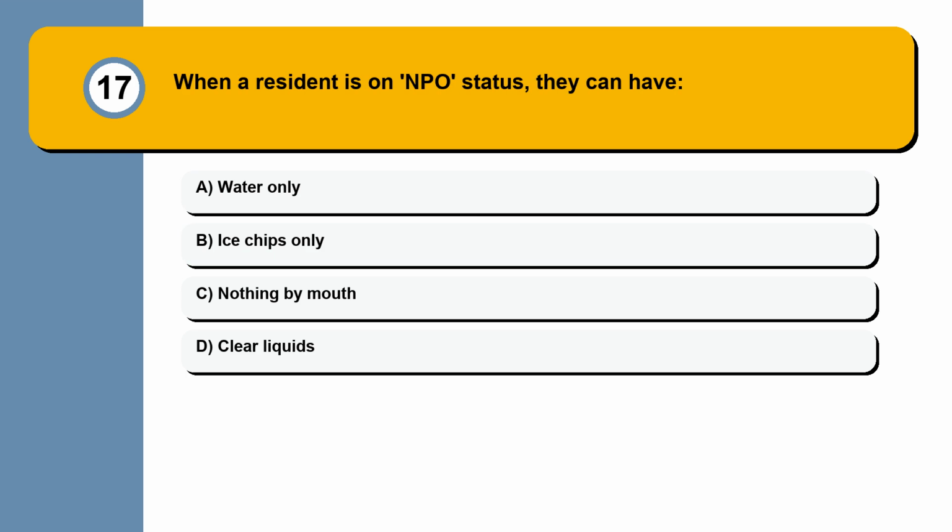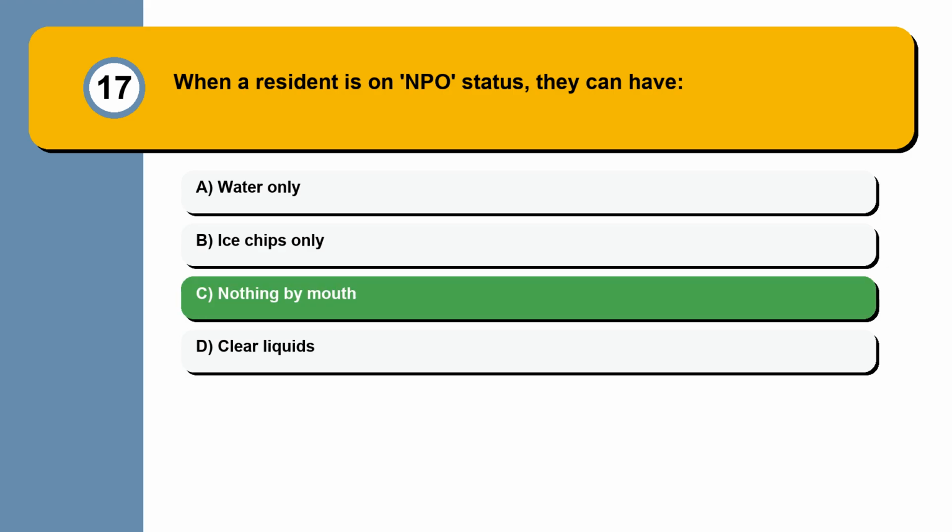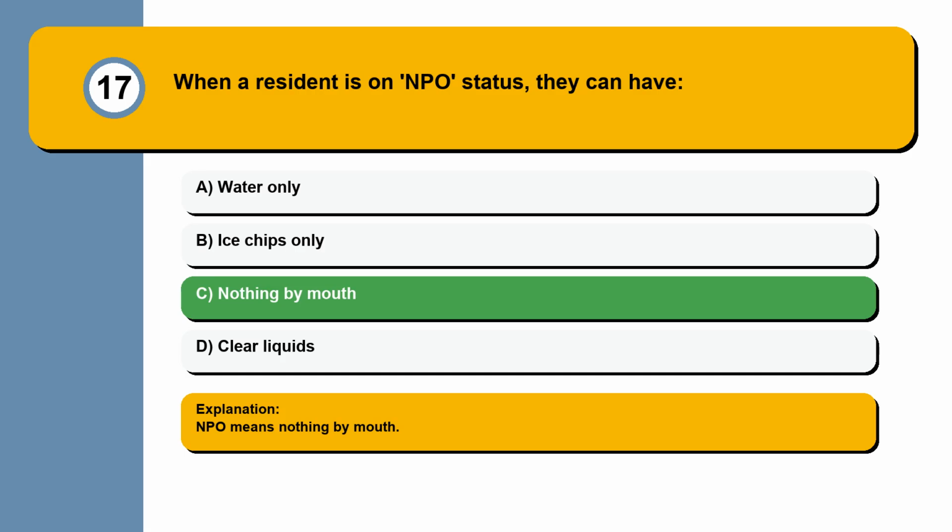Question 17. When a resident is on NPO status, they can have water only, ice chips only, nothing by mouth, clear liquids. NPO means nothing by mouth.